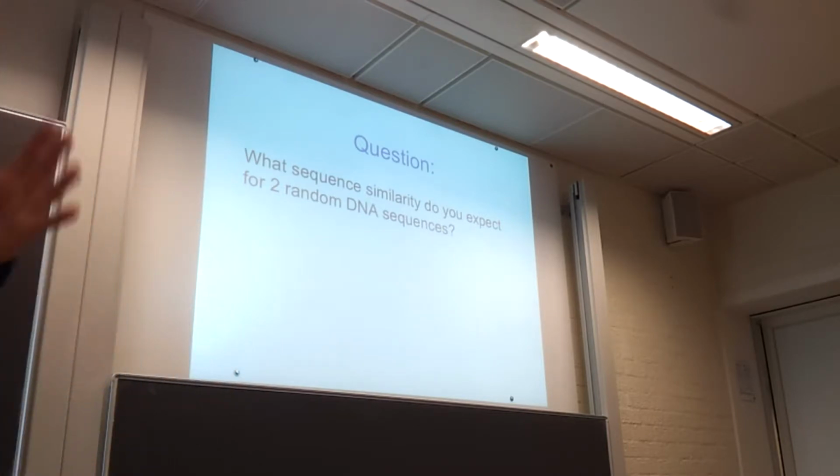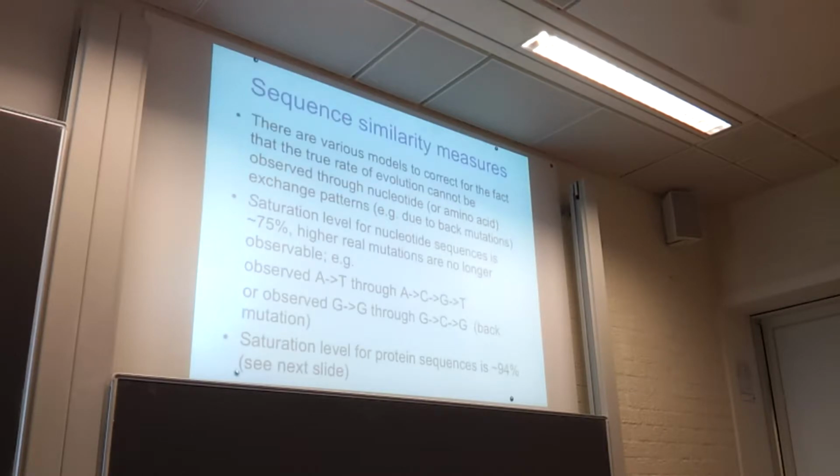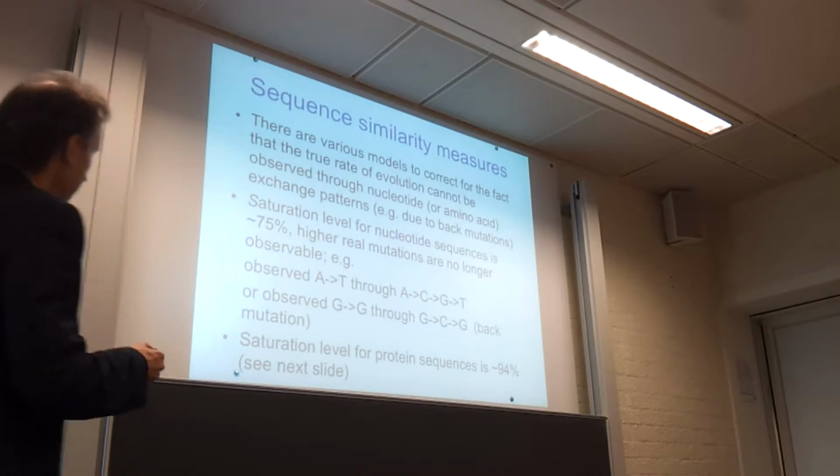Now, another question we might ask is, what can you do if you want to model it? What can you observe? What can you see? What similarity would you basically expect when you align 2, say, random DNA sequences? Basically, now we go to proteins first, but it doesn't matter. No, nucleotide sequences, sorry. Basically what you get, and I'll show you a picture in a moment, is that you talk about the saturation level.